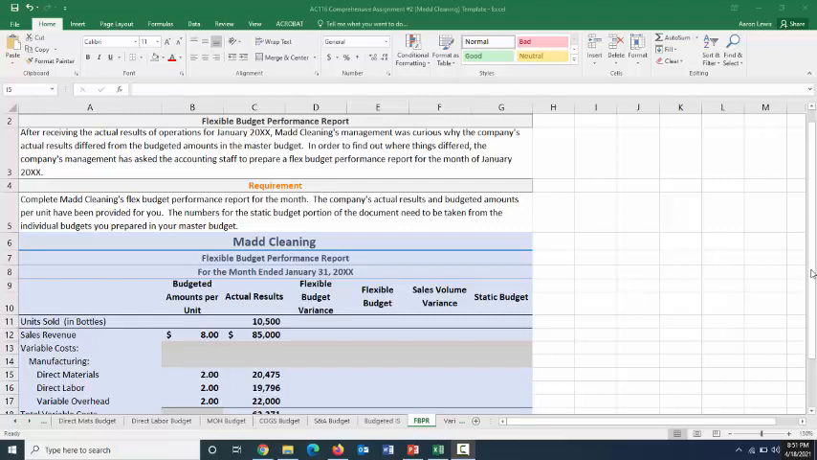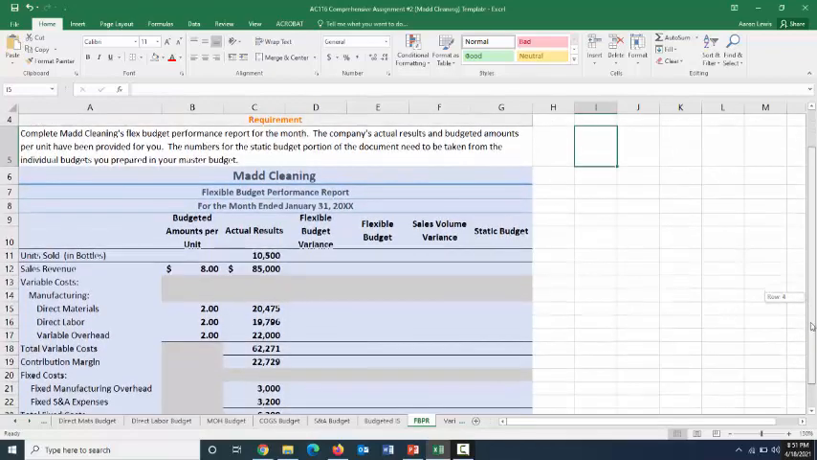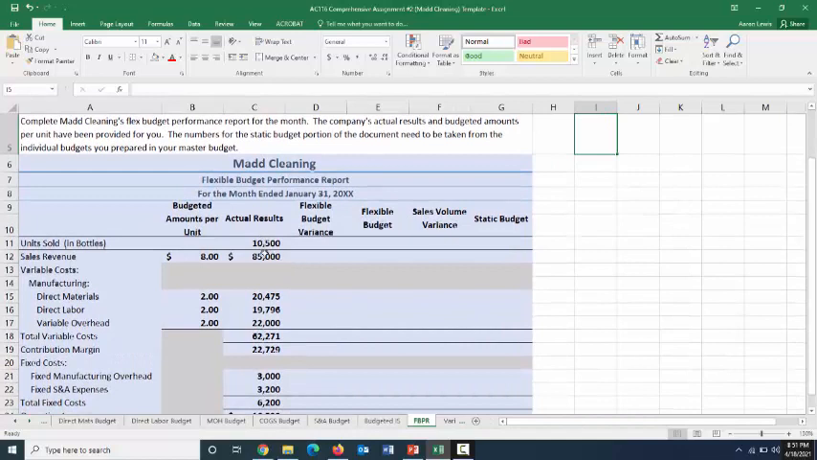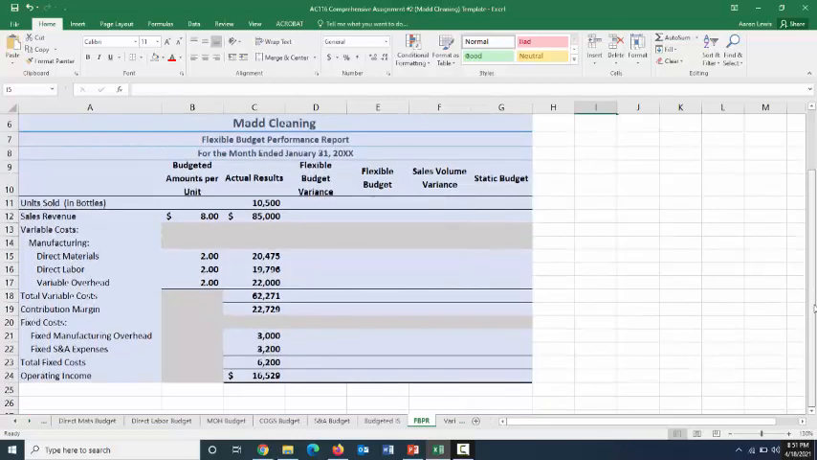So the first thing that you need for a flex budget performance report is all of your actuals, as they call them: the actual amount of units that you moved or your actual revenues, how much you paid for each of your cost components, or in other words, what your total variable costs actually were, leading to your actual contribution margin, and then what fixed costs your company incurred as well, ultimately leading to the actual amount of operating income that you experienced during the period. Well, those numbers are provided for us. We have all of Mad Cleaning's actual results.